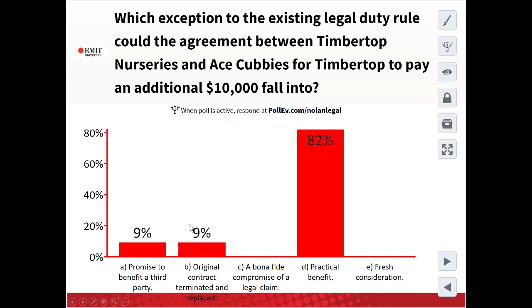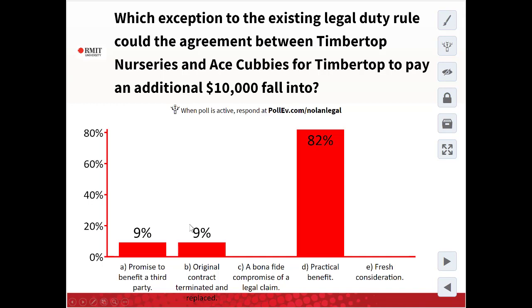But we don't see any link in the facts. So it might be that if the developer had paid the additional money, a case like Pao On v Lau Yiu Long might have assisted. It might in fact be more likely actually fresh consideration. And then some students thought, well, maybe the original contract had been terminated and replaced. Again, we would need more evidence than that.